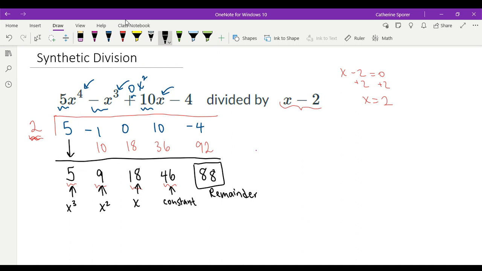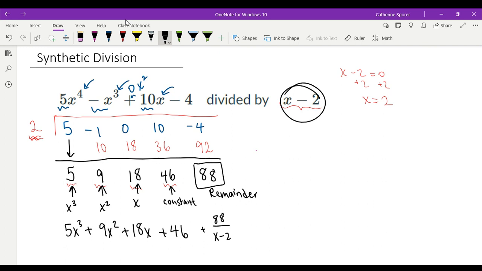So the answer here is going to be 5x to the third plus 9x squared plus 18x plus 46 with remainder 88. So plus 88 divided by what we were dividing by, which was x minus 2. Or you can just write that the quotient is 5x to the third plus 9x squared plus 18x plus 46, and the remainder is 88.